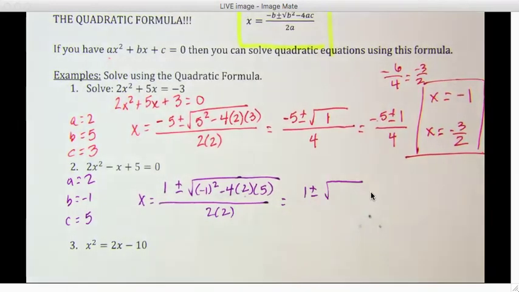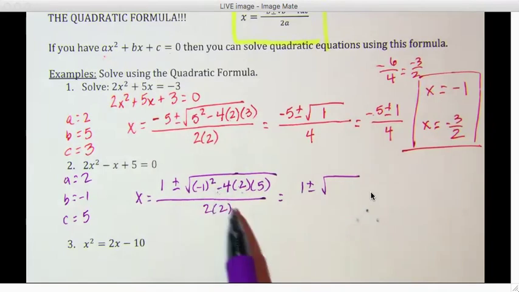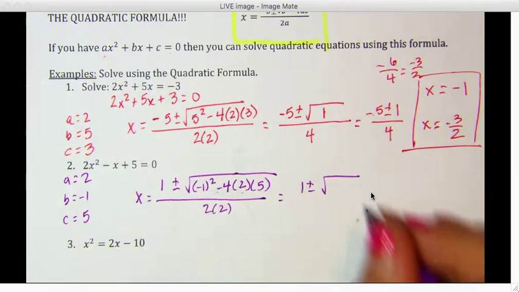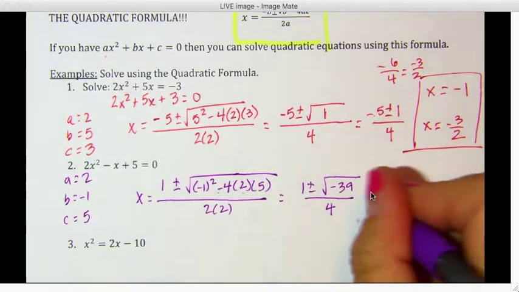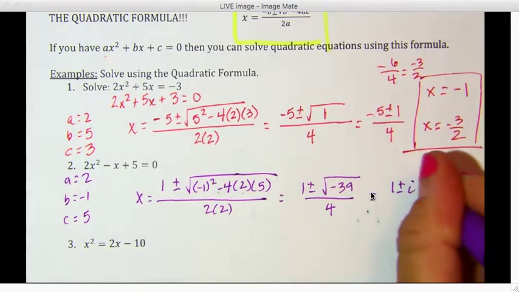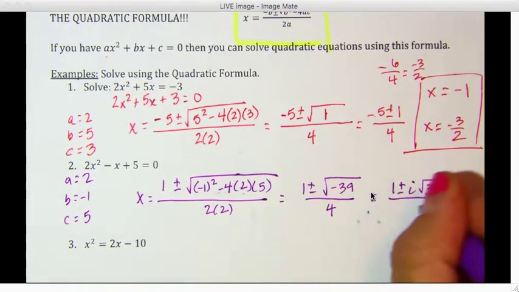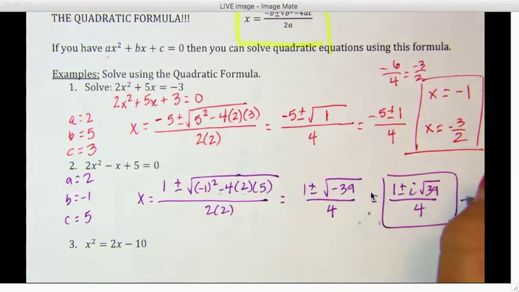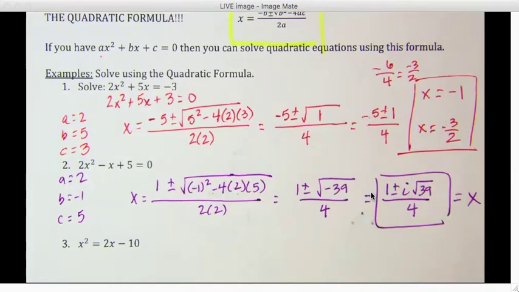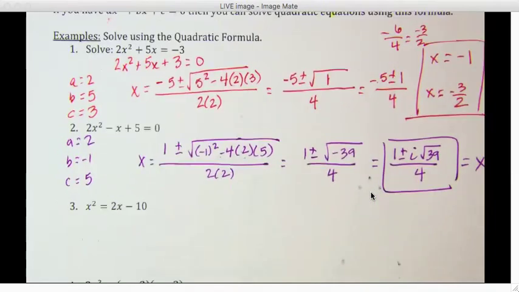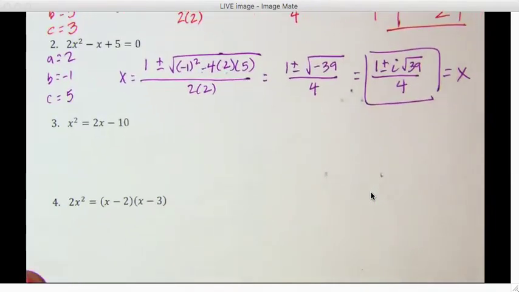And inside my square root here, I have 1 minus 4 times 2 is 8 times 5 is 40. So 1 minus 40 is -39 over 4. I can rewrite that as 1 plus or minus i root 39 over 4, and that would be my answer. Those are my x values. There's nothing else I can do to simplify that one. I don't know the square root of 39, and there's nothing I can pull out of that, so I would leave it just like that.